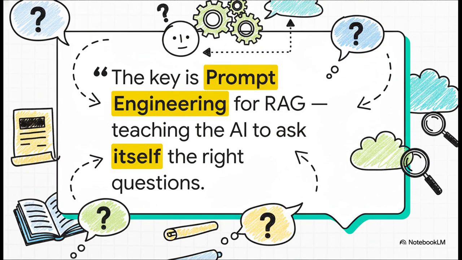Now, this brings up a super important idea: prompt engineering specifically for RAG. You see, the quality of the final answer doesn't just depend on your question. It depends on how we teach the AI to ask itself questions. We have to craft the perfect internal prompts so that when you ask something, the AI knows how to query its own knowledge base in the smartest way possible, turning it from a simple data fetcher into a brilliant researcher.